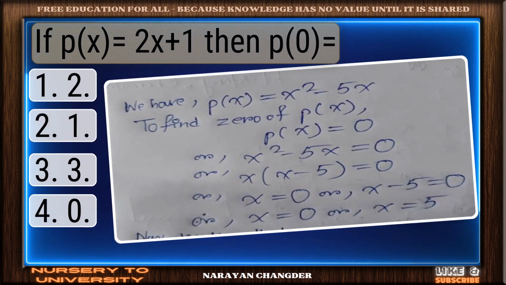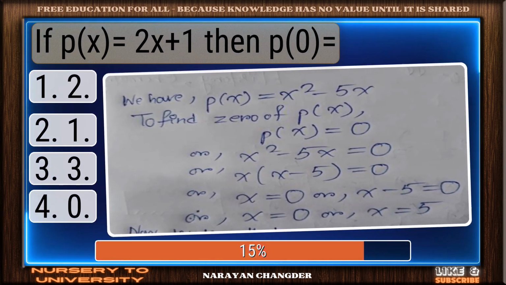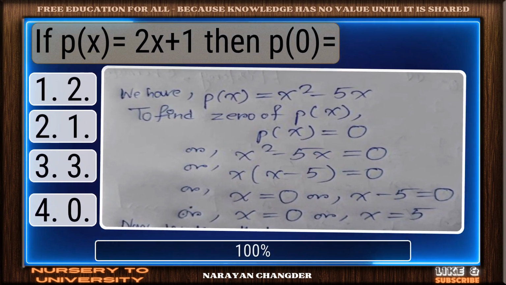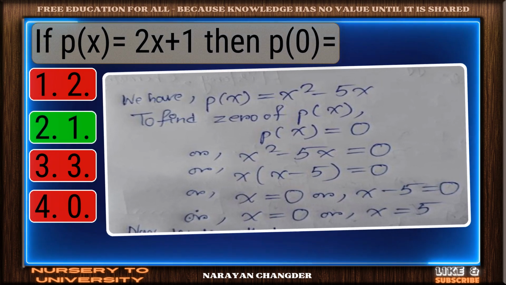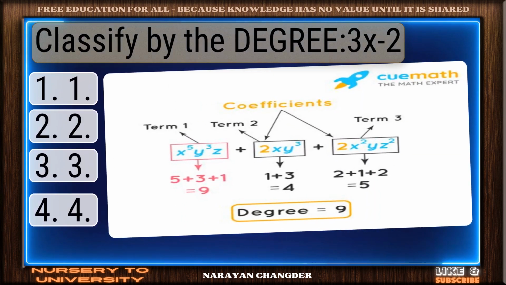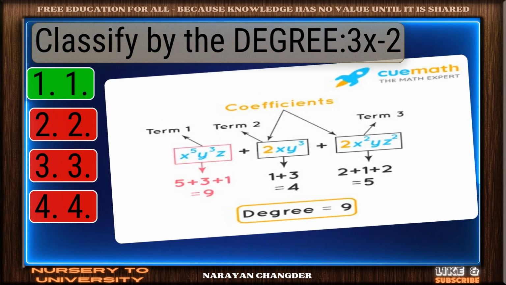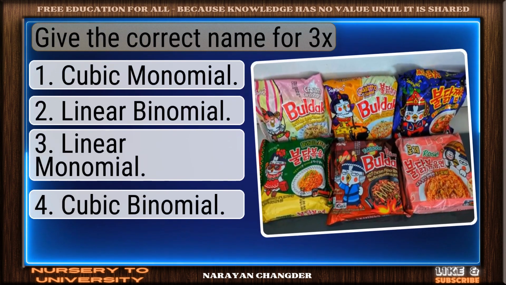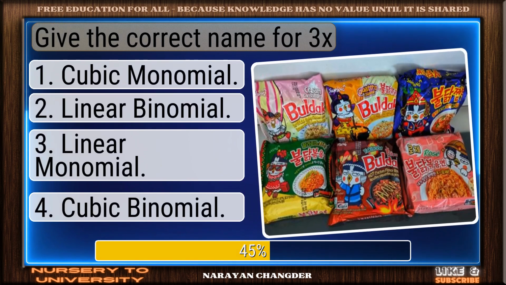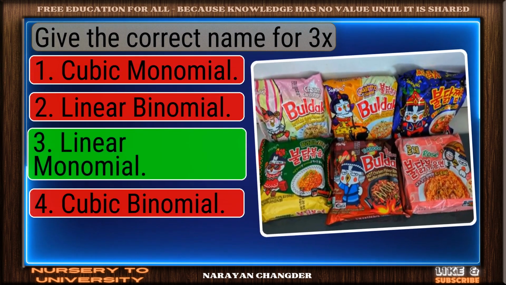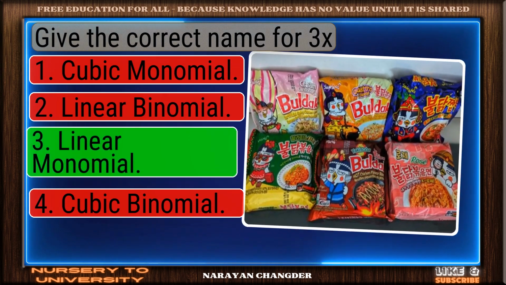If p(x) equal to 2x plus 1, then p(x) equal to... Smart pick. 1 is correct. Classify by the degree. 3x². Correct. 1 is spot on. Give the correct name for 3x. Great thinking. Linear monomial is right.